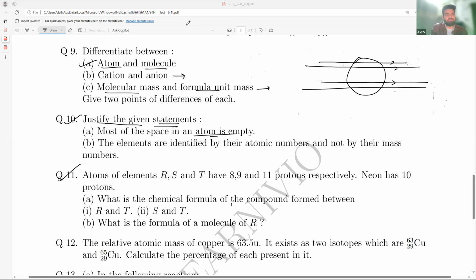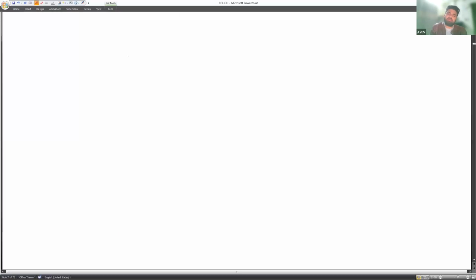So the answer for this question is in the Rutherford gold leaf experiment. Is the screen visible to you? Yes, sir. Gold leaf experiment.